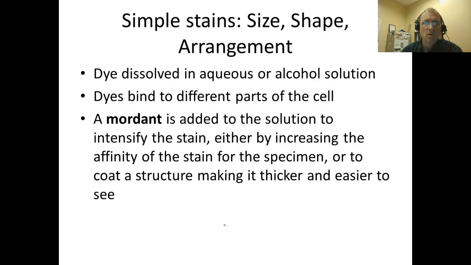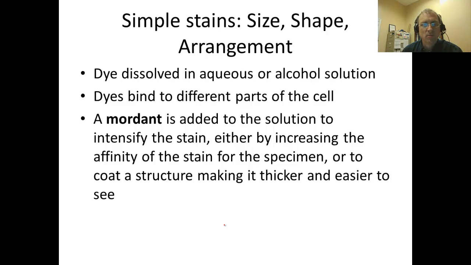We're going by and using a single chemical that may be soluble in water or perhaps in alcohol, and we find that these dyes will tend to bind to certain parts of the cell. This simple staining procedure can allow us to quickly assess, as we said, the size of an unknown microorganism, the shape, and the arrangement of the cells. Sometimes we need to add an extra chemical to those.